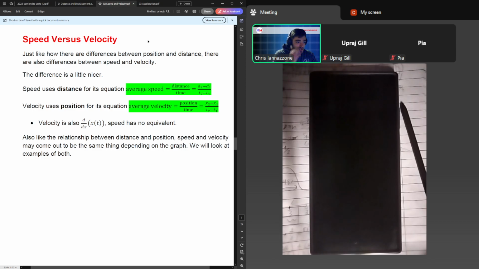Difference of speed and velocity. Again, this is the difference between scalars and vectors. Speed is a scalar, so it's going to use distance, because distance is a scalar. Velocity is a vector, so it's going to use position for its equation. But fundamentally, these are the same thing. It just depends on which thing you're using to calculate. The actual math is the same, it's just whether you care about distance or position for your particular circumstance.